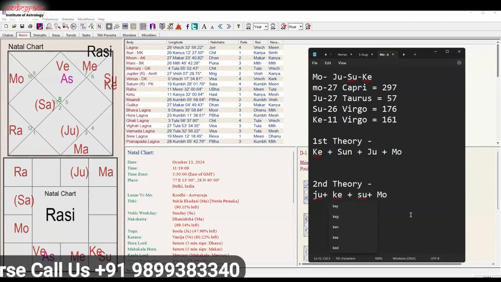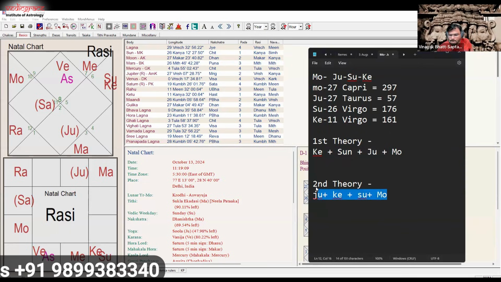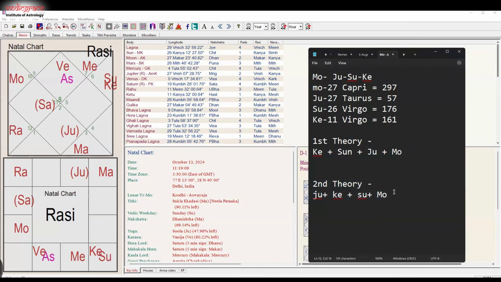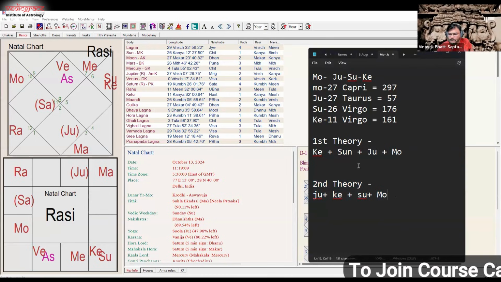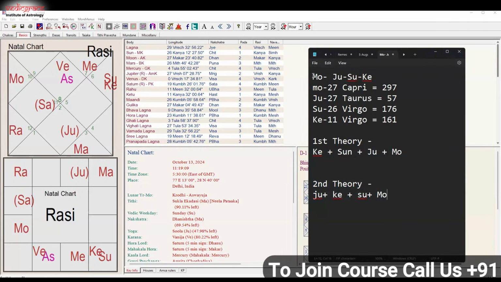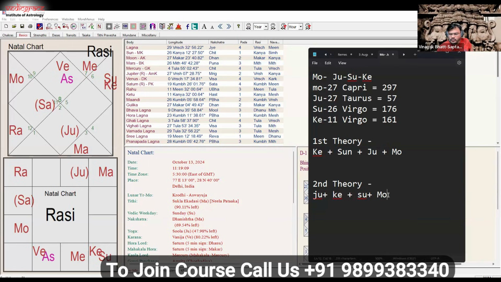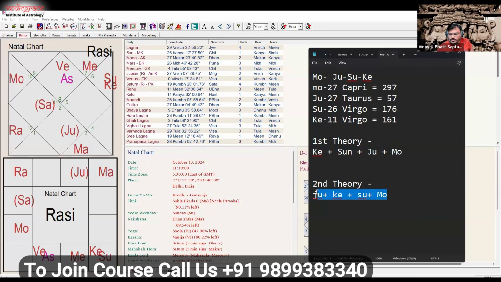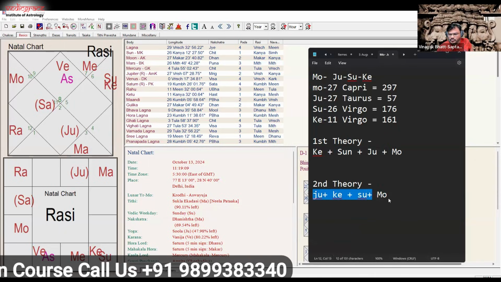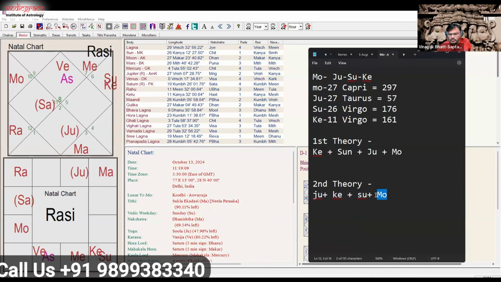We started this example by saying that we're looking at moon because we wanted to identify something about that. But in this combination, we are finding moon is going to the last. So what would you interpret from this? See, as per the second theory, moon is the last one. So you need to interpret by this combination.